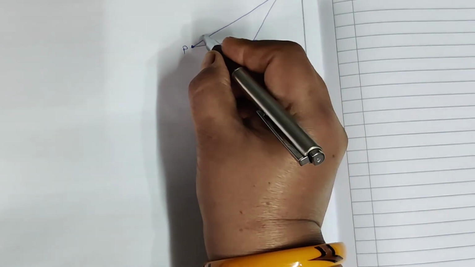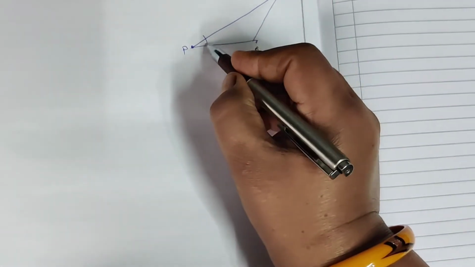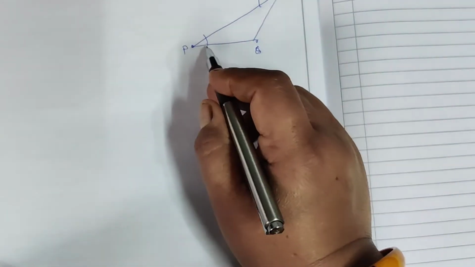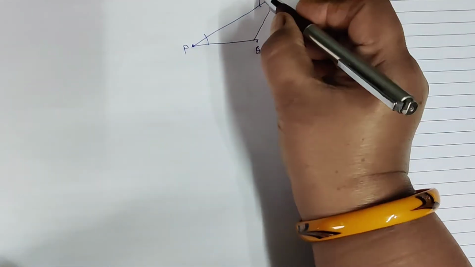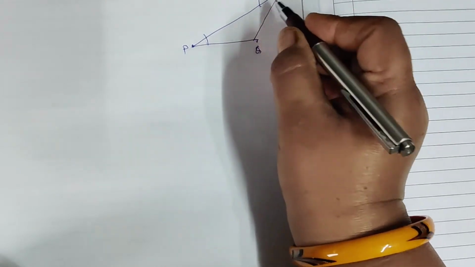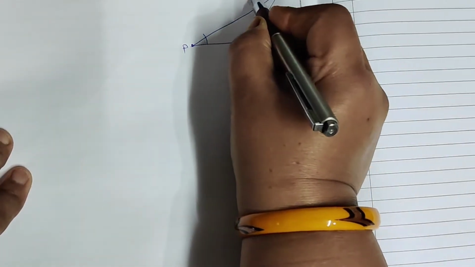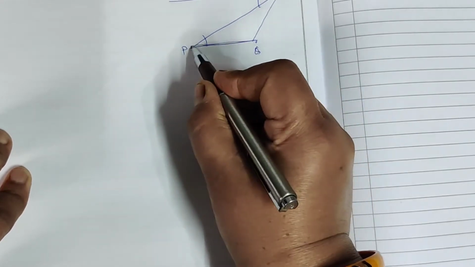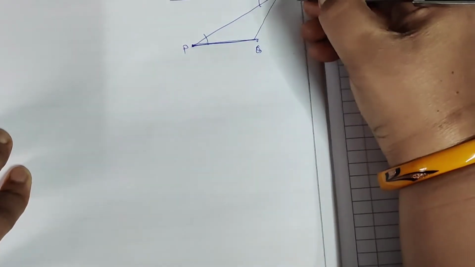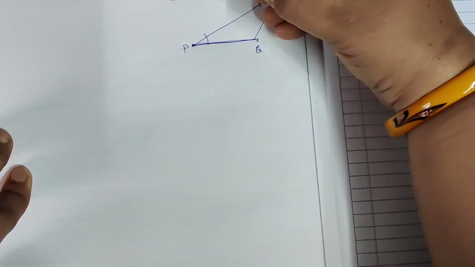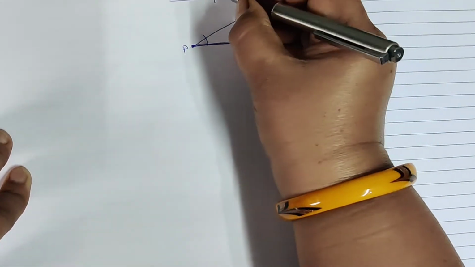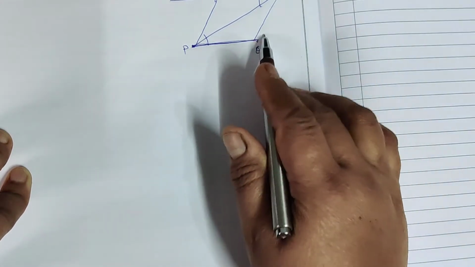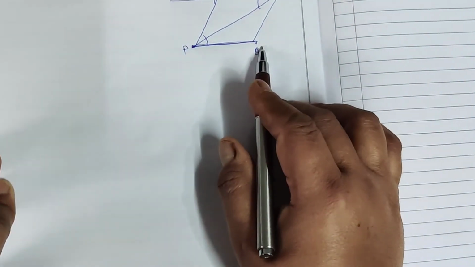Make angle at P and equal angle at R. Make same equal angles from P and R. Now cut equal angles and extend this line. Now measure the length of PQ and cut the equal arc from R. This is the point S.